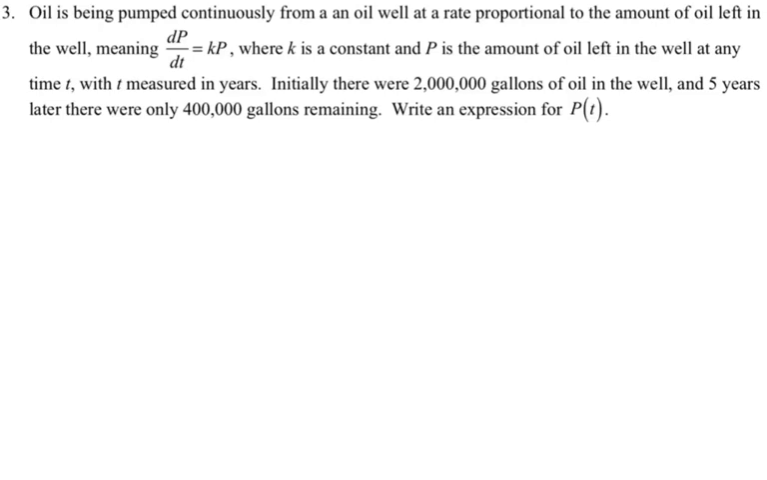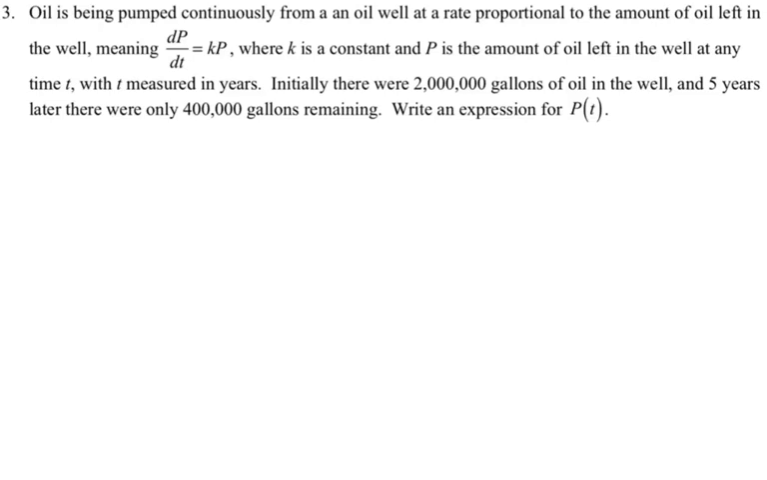Oil is being pumped continuously from an oil well at a rate proportional to the amount of oil left in the well, meaning dP/dt equals k times P, where k is a constant and P is the amount of oil left in the well at any time t, with t measured in years. So that's a crazy sentence, but basically what we get out of that is that dP/dt is equal to k times P. All that really matters is dP/dt equals kP.